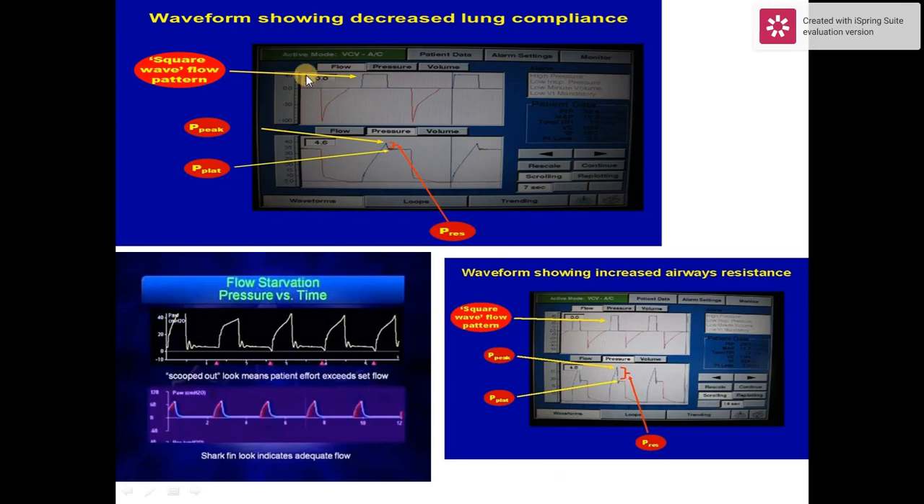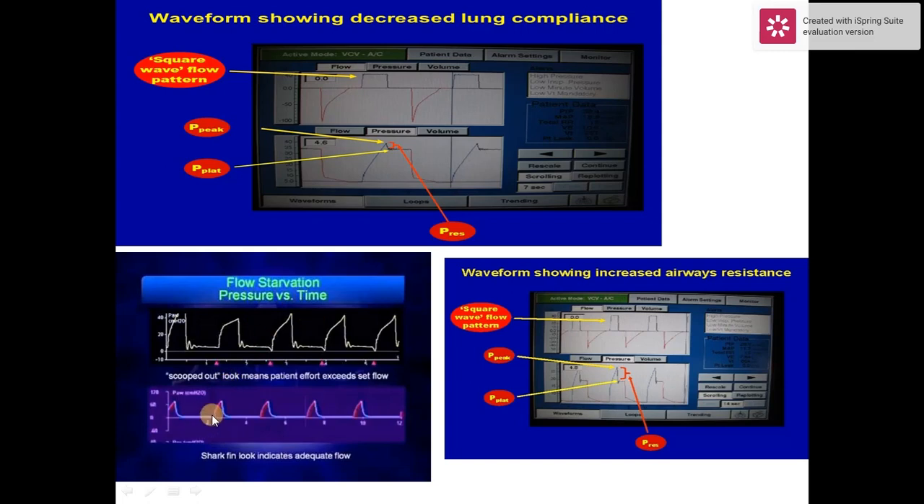As we discussed previously, the decreased lung compliance. See here, this is the airway resistance, peak inspiratory pressure, and the P plat. P plat is high, there is not much difference here. The P plat is very high, showing that the lung compliance is low. And coming to the second one, it represents an inadequate flow.